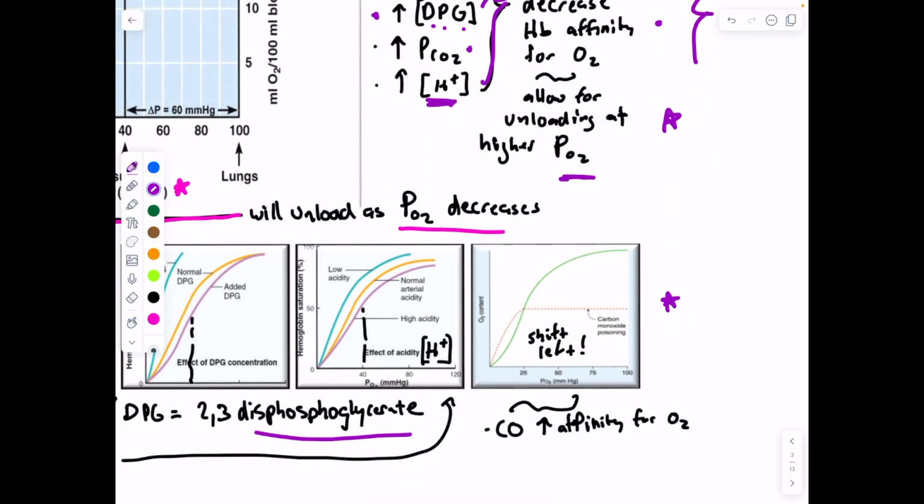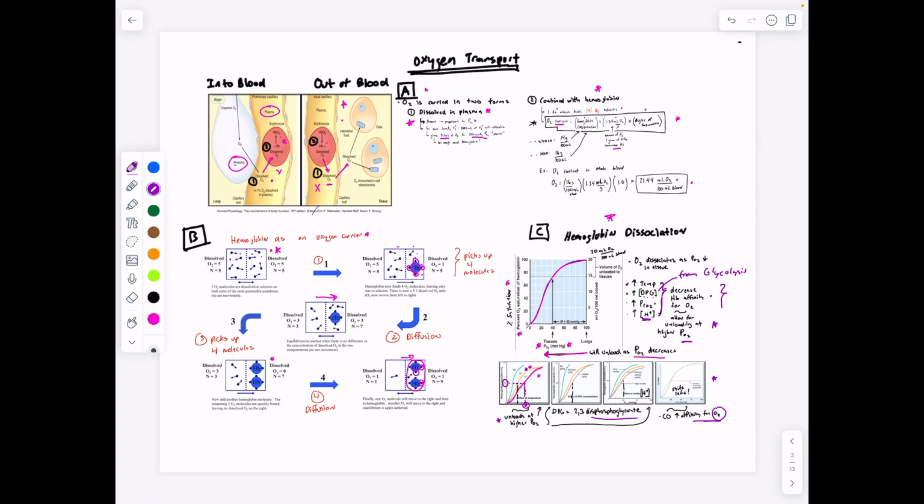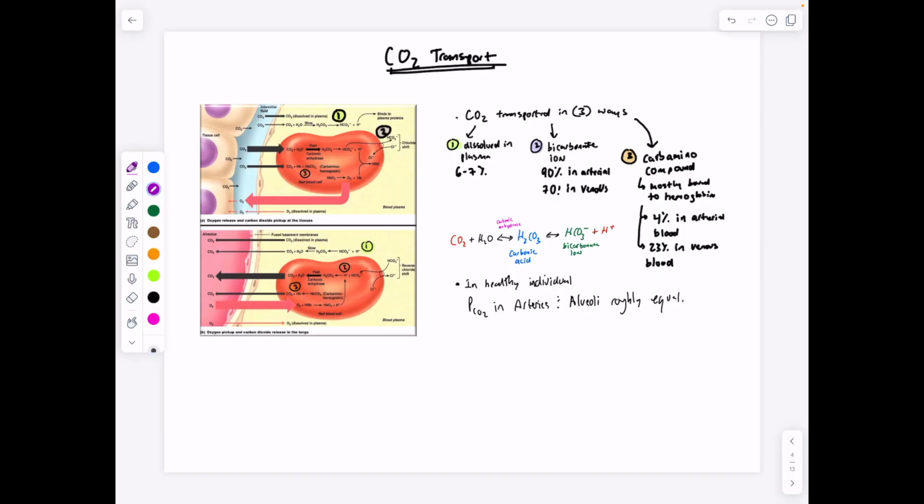If you have carbon monoxide, there's a super high affinity for hemoglobin. It will do a leftward shift, actually increasing the affinity of oxygen for hemoglobin, but carbon monoxide will outcompete the oxygen overall. All right, so then we have carbon dioxide transport.